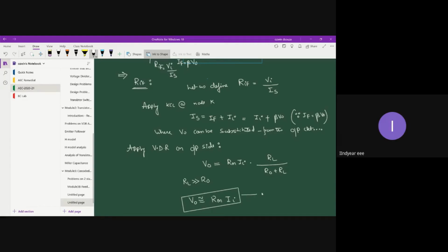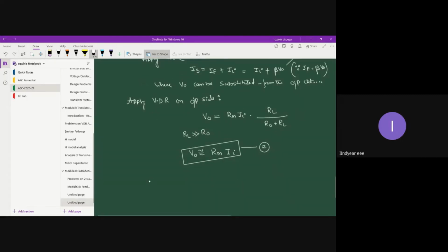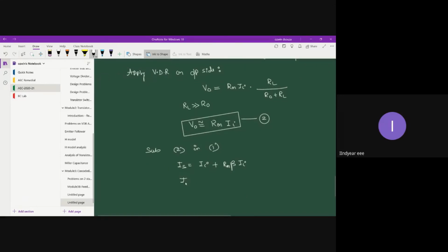Okay. So let's say this is equation 2 and let's say this is equation 1. So substitute 2 in 1. So you would get Is is equal to Ii plus beta into V0. Okay. So beta, let me write, into V0. V0 is Rm into Ii. So Rm into Ii. Okay. Or Is is equal to Ii times 1 plus Rm into beta. Okay, let's say equation 3.